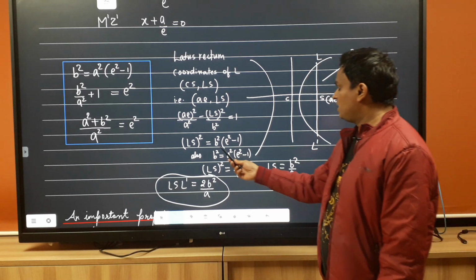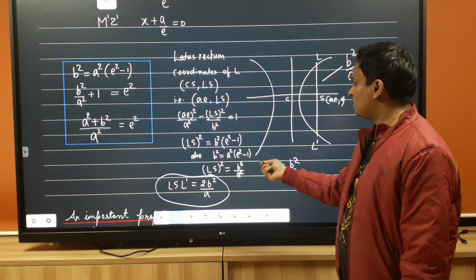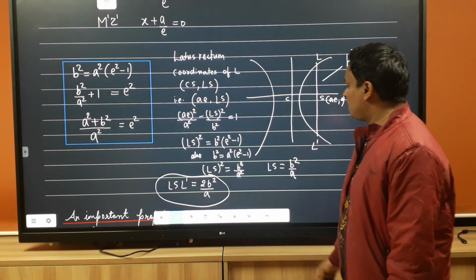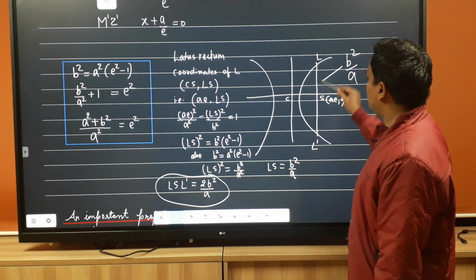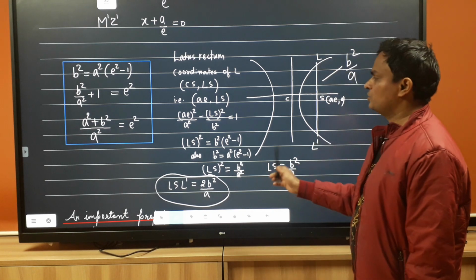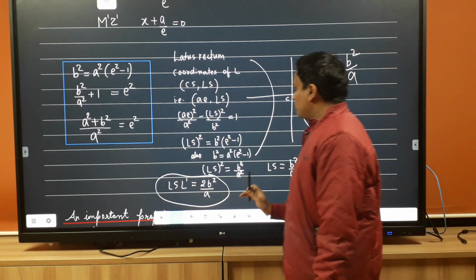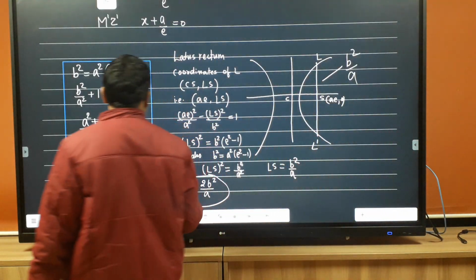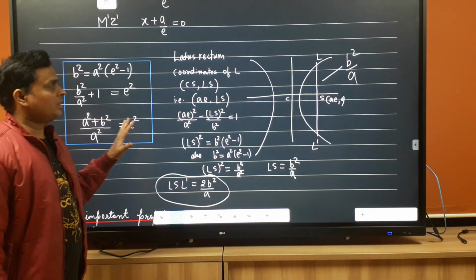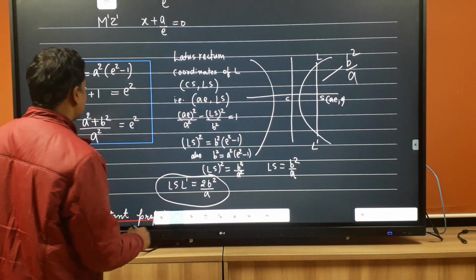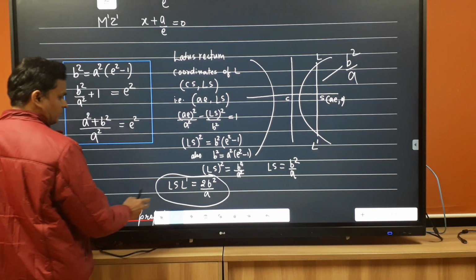So we got it, and we used another relationship between b and a, and finally we got b square upon a. So the length of latus rectum is 2b square upon a. I hope that it is clear. You can pause the video, draw the diagram on your copy, and then analyze each point one by one. Okay.